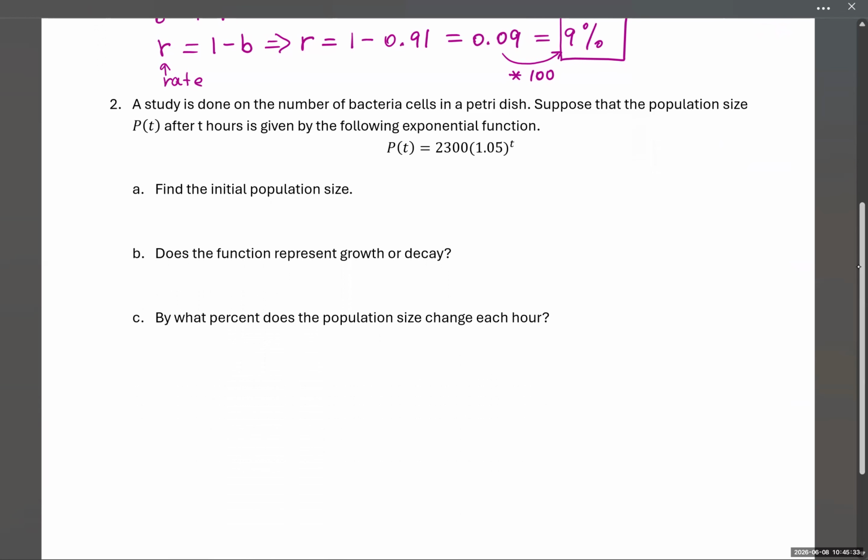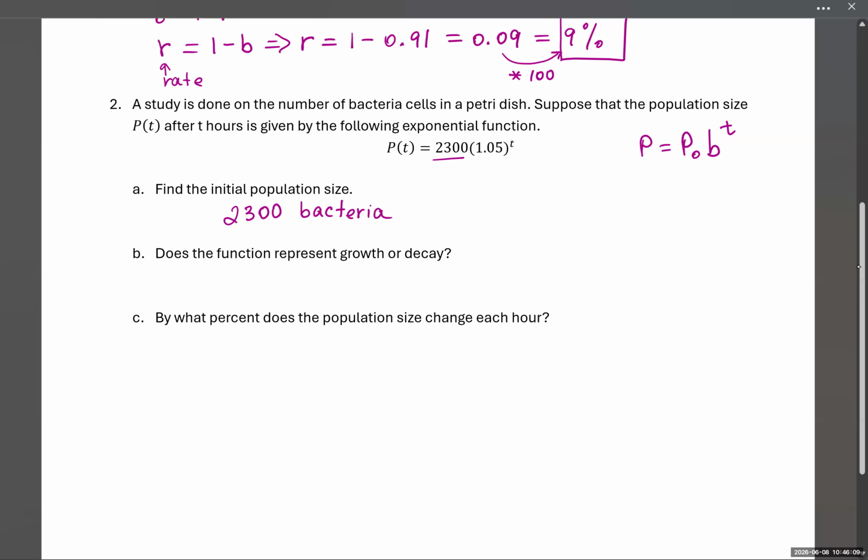So let's try that again. A study is done on the number of bacteria cells in a petri dish. Suppose that the population size P of t after t hours is given by the following exponential function: 2300 times 1.05 to the power t. So our generic equation is still the same. P equals P naught b to the power t, where P naught is the initial population size. P naught for us is 2300, so that is what we're going to put here. Since it is bacteria, the units is bacteria.